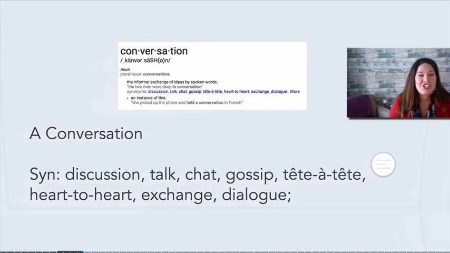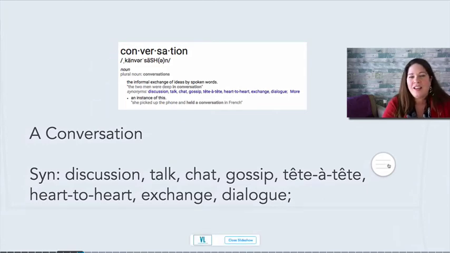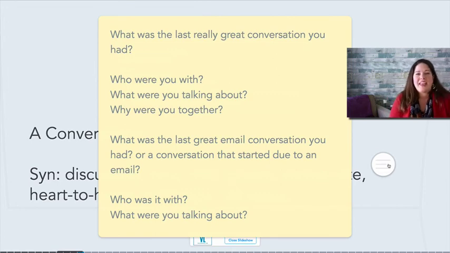You know, we're exchanging ideas. We are going back and forth. And this is where I really took a moment and said, okay, what is the last really great conversation I had in real life, in our real world? Well, who was I with? What were you talking about? Why were you together? What was going on? And I could come up with quite a few really great conversations that I have played a part in.